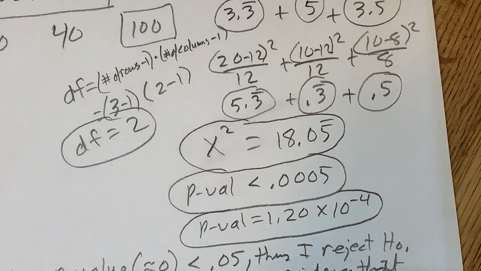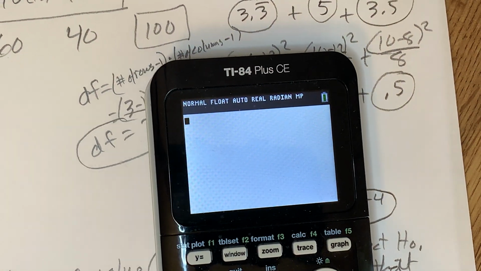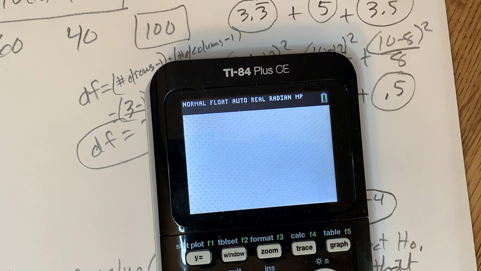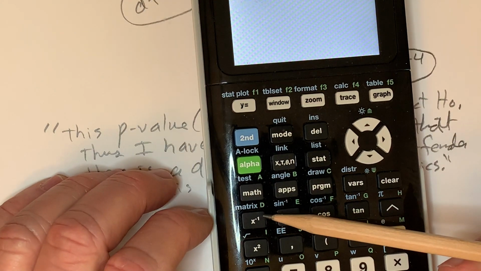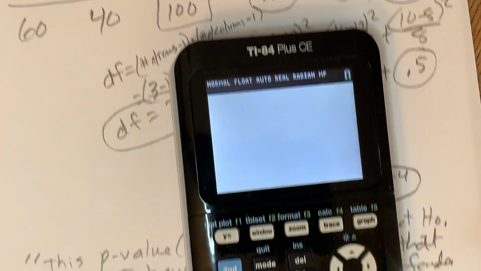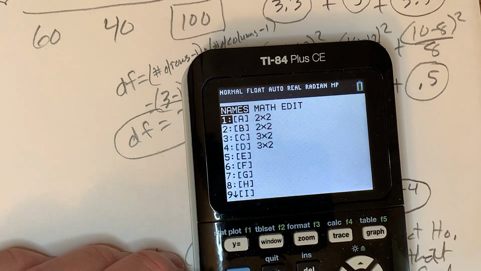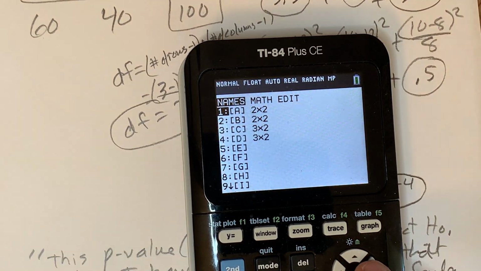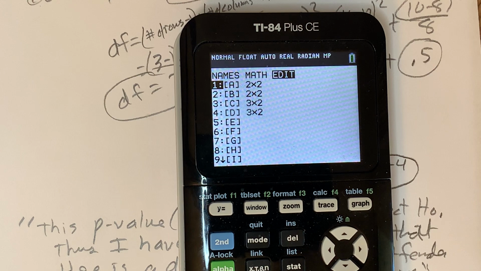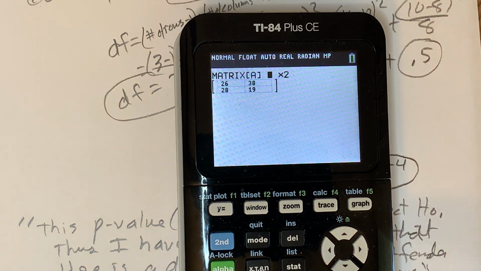What we're going to do with our calculator, and this is going to be the same thing with the next test as well, when we do a chi-square test of association and independence, we're going to put our observed counts in a matrix. The matrix menu is right there above the x to the negative 1. So I go second matrix, and then you arrow over to edit matrix and edit matrix A. I always put the observed in matrix A just so that I don't get them mixed up.